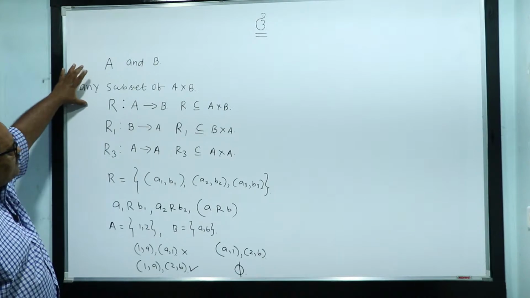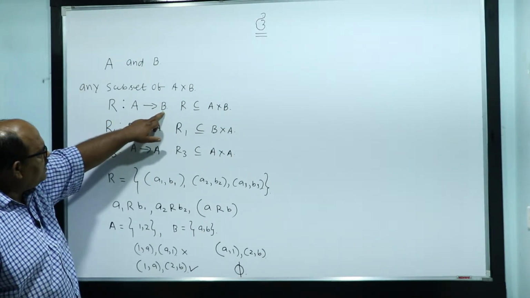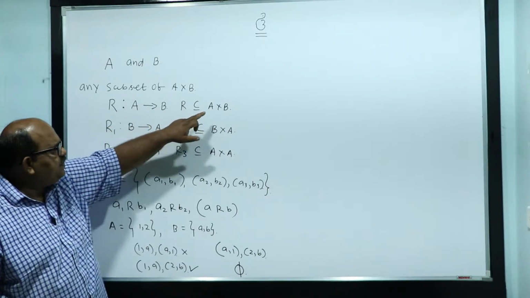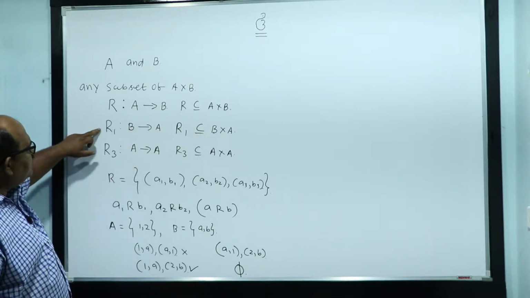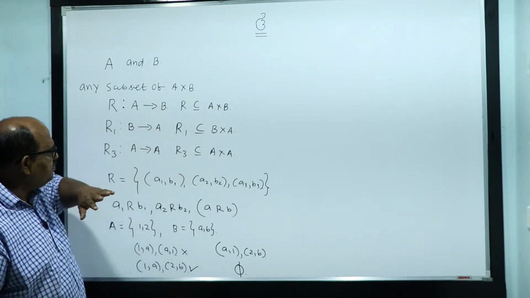Relation's definition is very simple. If we write a relation from set A to set B, the relation is a subset of A into B. Similarly, if we write a relation from set B to set A, that will be a subset of B into A.